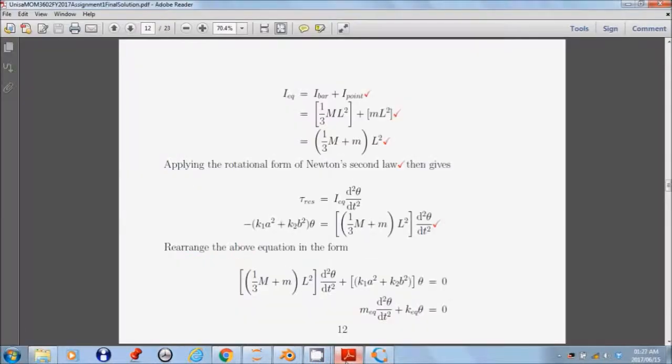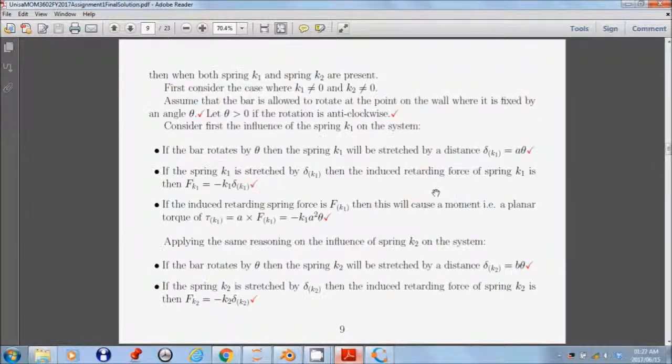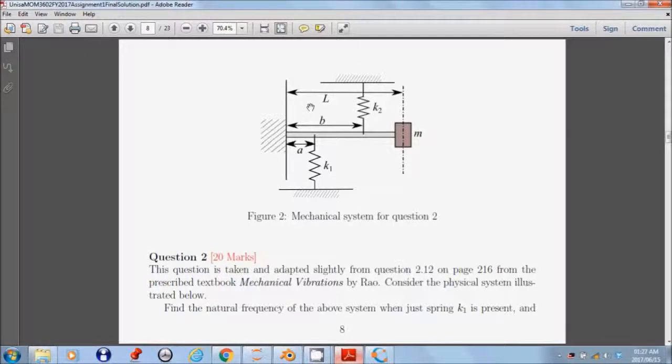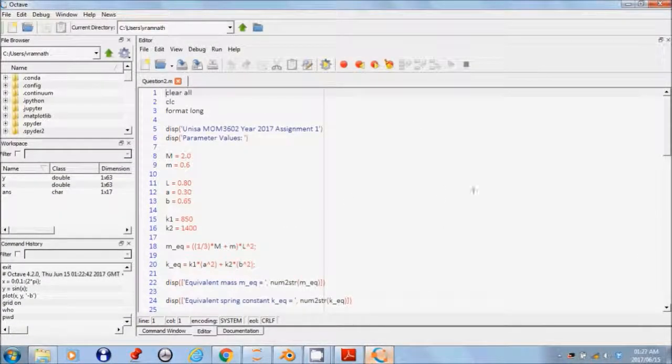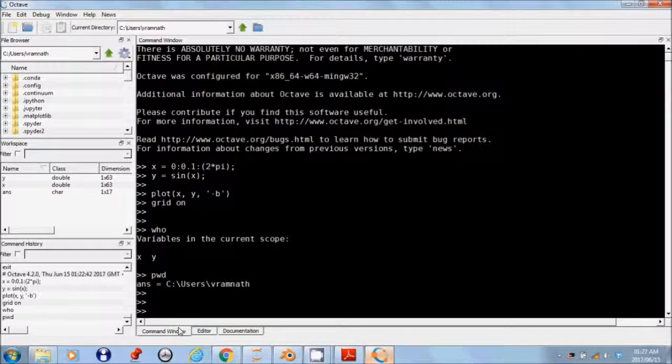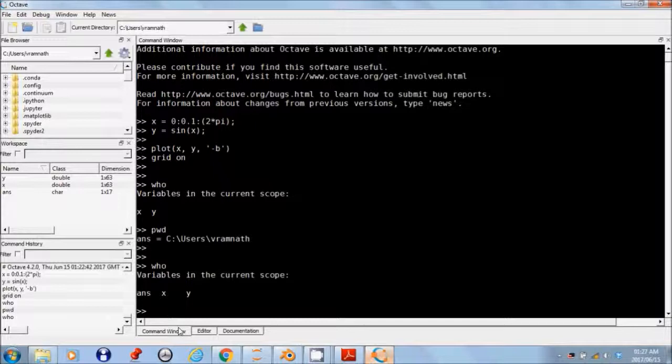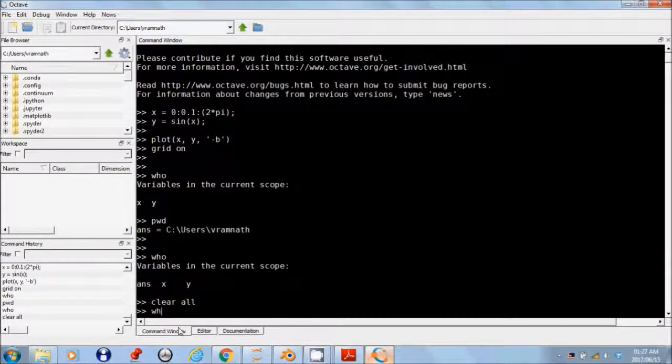This is the problem. There is a bar. It is pivoting at a certain point. There is a point mass. The bar has a particular mass. There is an A, a B, and an L, a K1 and a K2. In this case, what we do is we clear all the variables from the main window. We'd like to clear all the variables. There's nothing in the workspace.